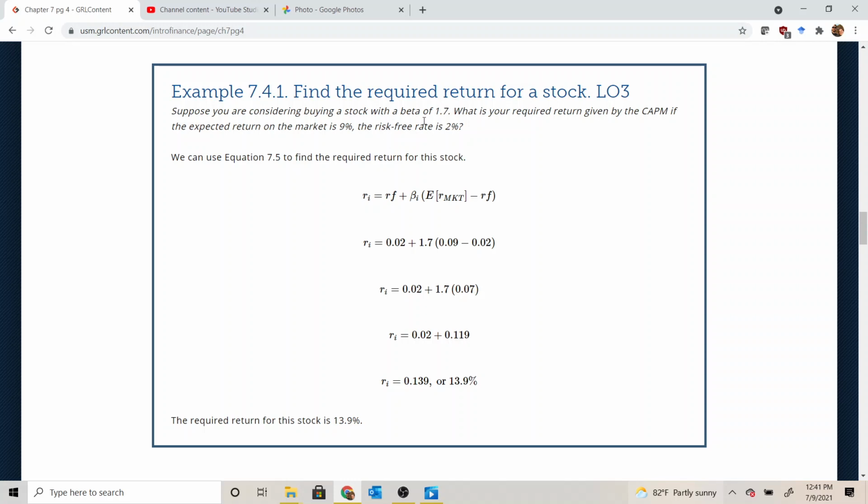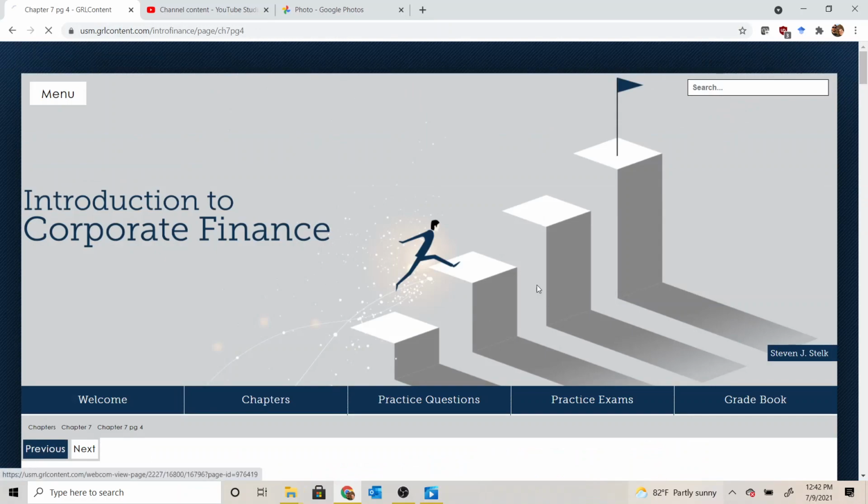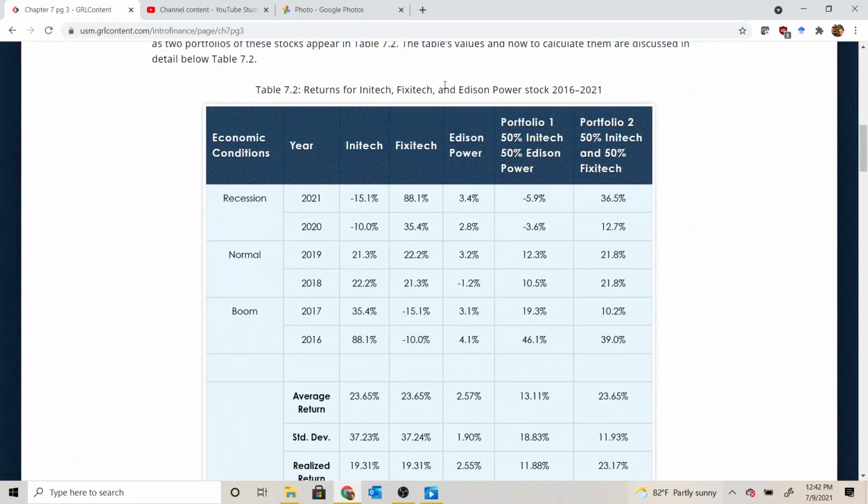Okay, let's back up and talk about beta. This is actually a measure of risk, but it's a specific kind of risk. And to unpack what it is, I'm going to back up and look at table 7.2. We looked at table 7.1 in the previous video, which had returns for Initech and Edison Power. This table has returns again for Initech and Edison Power, the same time period and the same returns that we were looking at before. But it adds a third company, Fixitech.